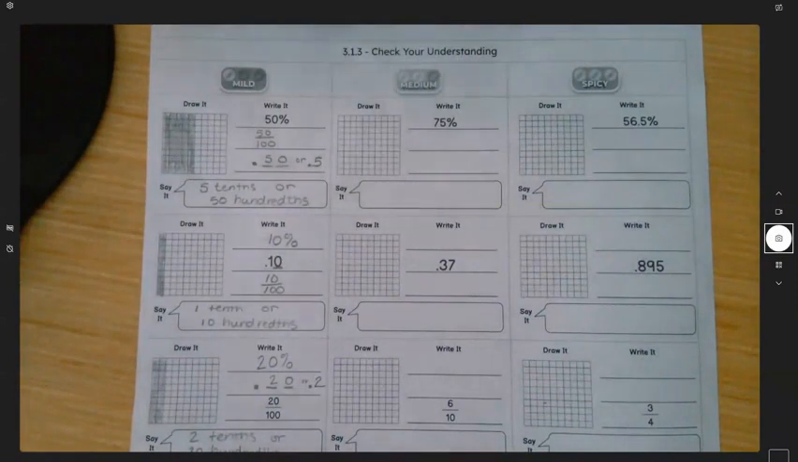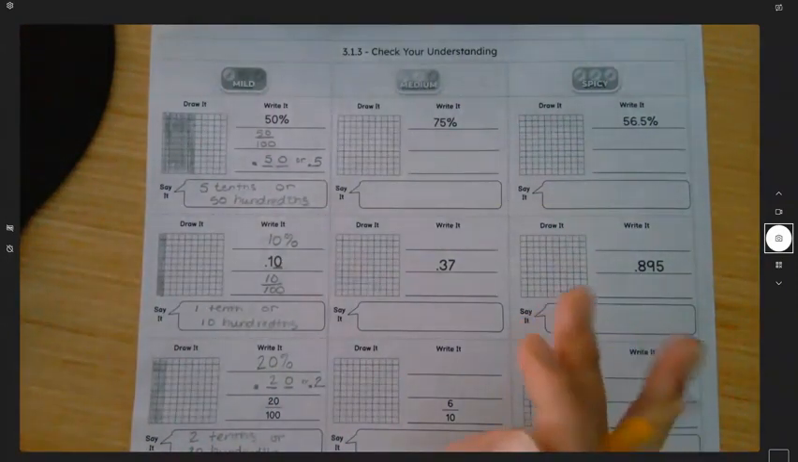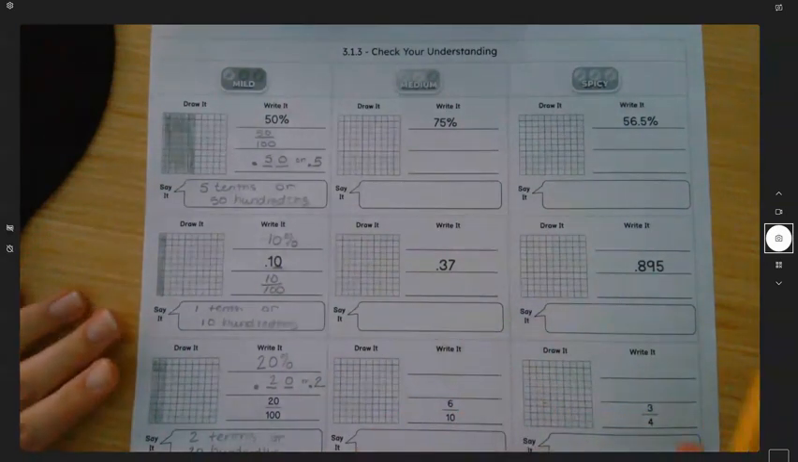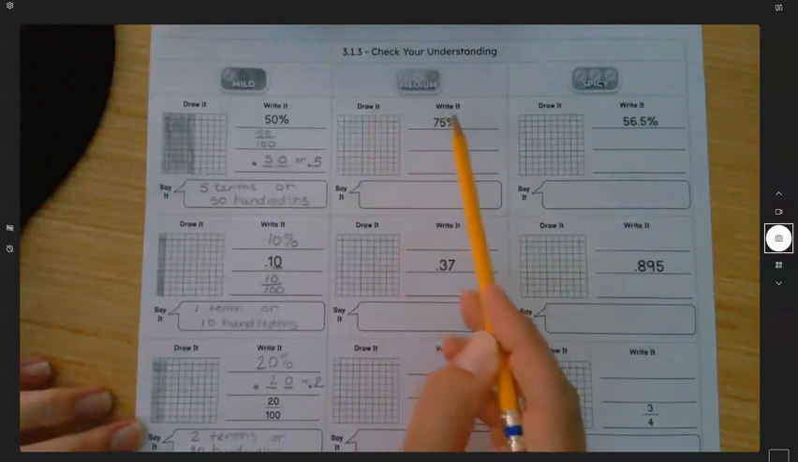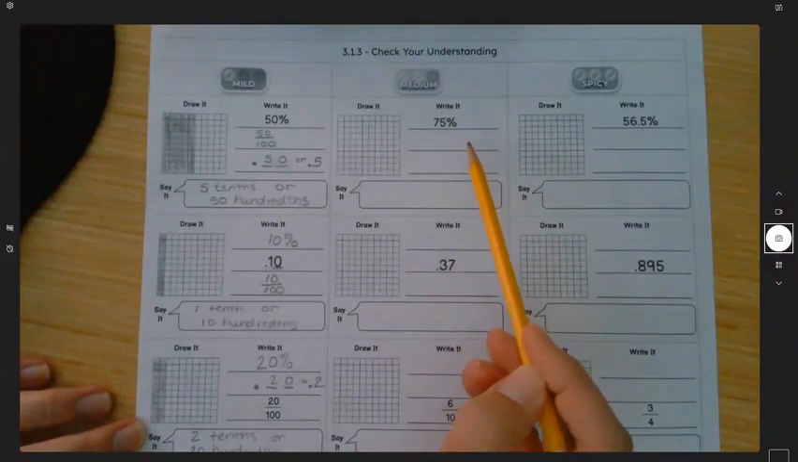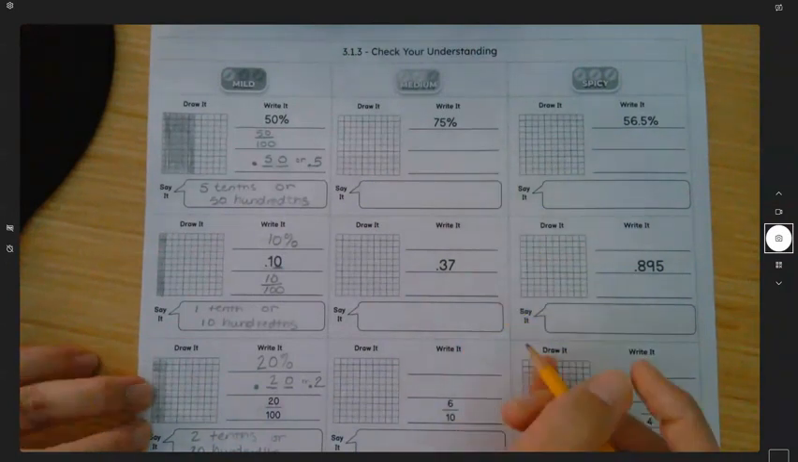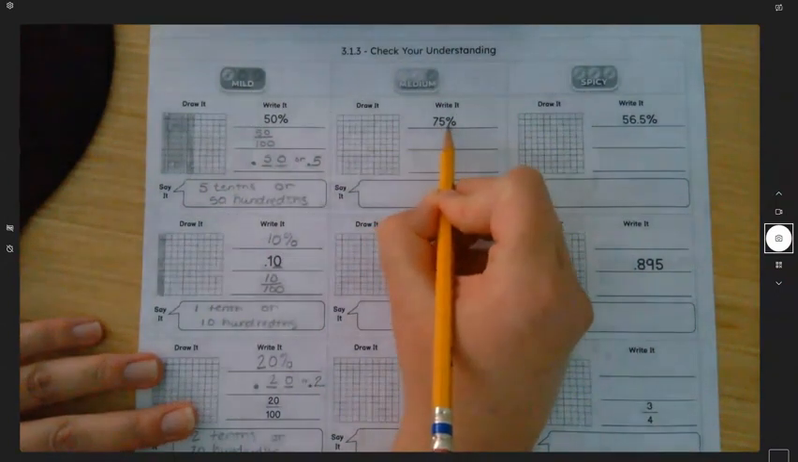Check your understanding for 313. We are in the medium section of our work. For each of them, we are going to need to do 3 different things. We're going to draw it, write it, say it. And when we write it, we're going to write it in 3 different ways: as a percent, as a decimal, and as a fraction. So our first given is 75%.